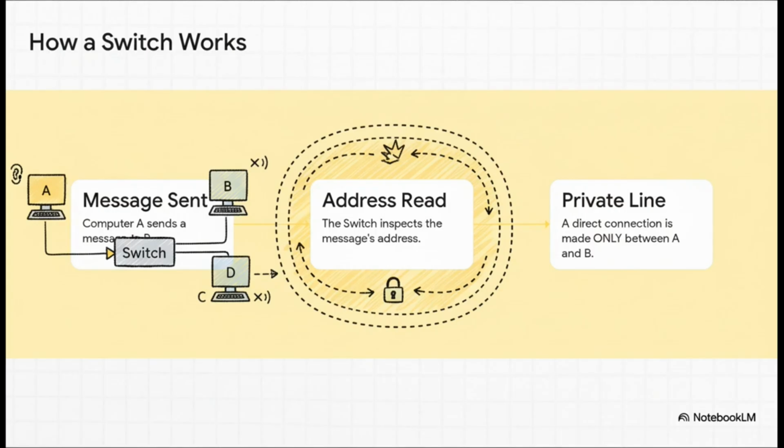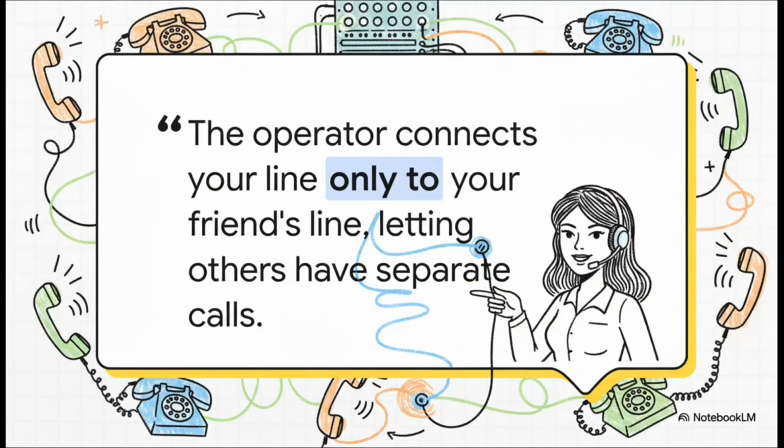And this is the absolute game changer. When a switch gets a message from computer A that's intended for computer B, it reads that address. Then it opens a direct, private communication channel only between those two devices. Nobody else on the network even knows that conversation is happening. Exactly. We've gone from a loud, chaotic party to an old-school telephone operator. The switch connects you directly and privately to the person you want to talk to. This means dozens of different conversations can all be happening at the exact same time with zero interference.